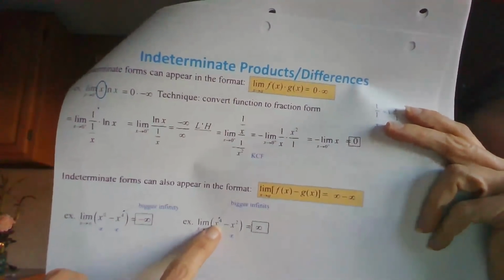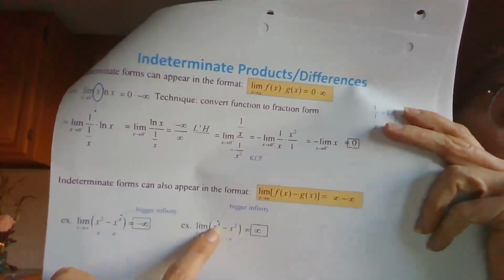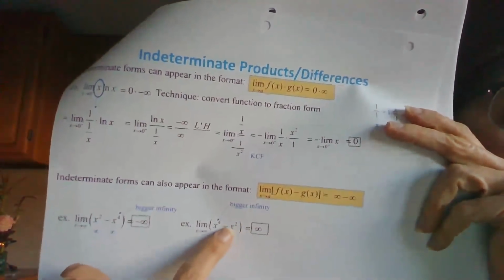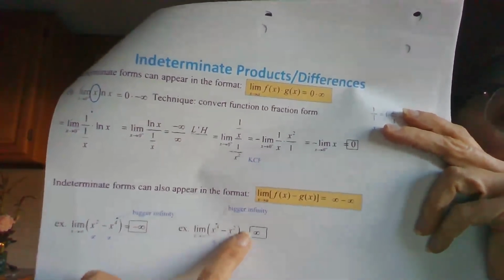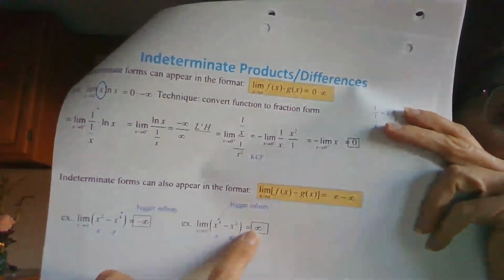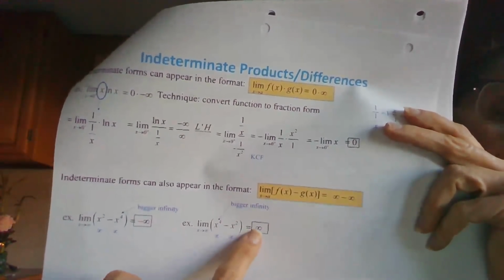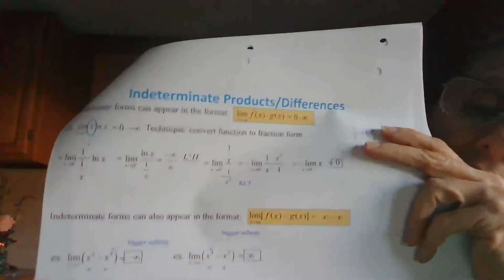But if the bigger infinity is first, then you're always subtracting a smaller number, which means the result is going to keep getting bigger as x gets bigger, which makes this go to positive infinity. Okay.